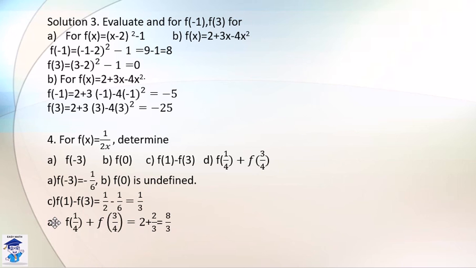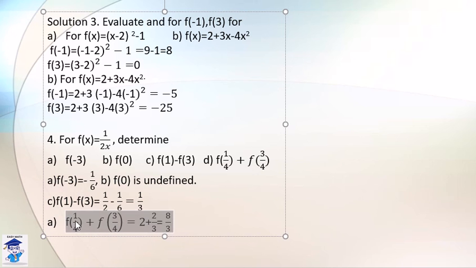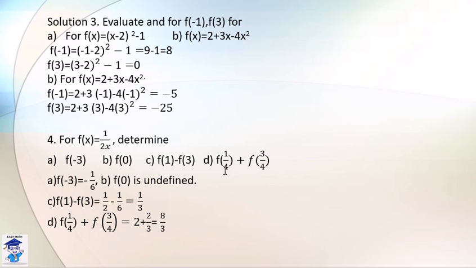And this number d here. When x equals 1/4 and we put it in the function, the value is 2. The second one, when x equals 3/4, this function value is 2/3. So 2 plus 2/3 is 8/3.